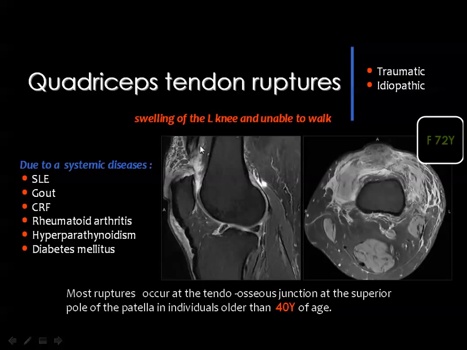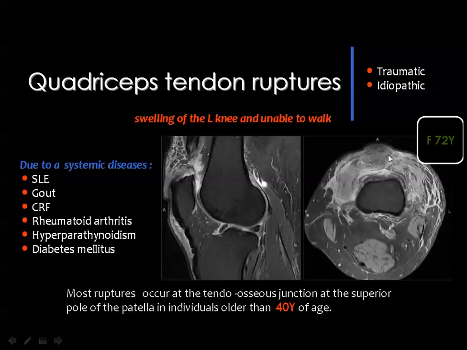But this is one of the tendons which can rupture due to trauma and can also rupture without significant history of trauma. An underlying systemic disease is usually present, and these are the possible diseases, including systemic lupus erythematosus, gout, chronic renal failure, rheumatoid arthritis, hyperparathyroidism, and diabetes mellitus.